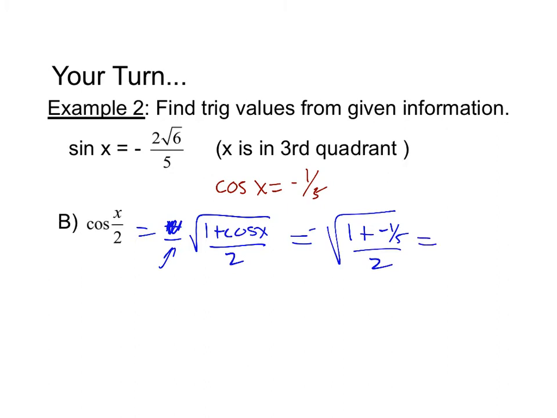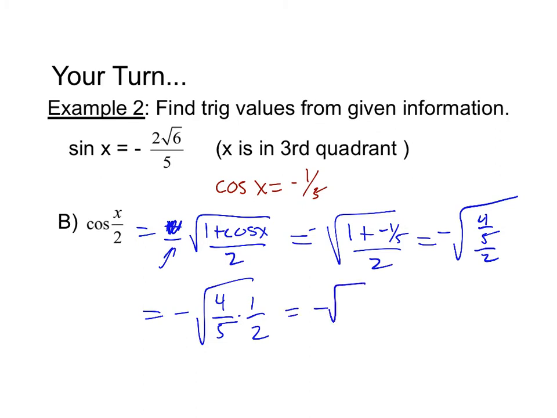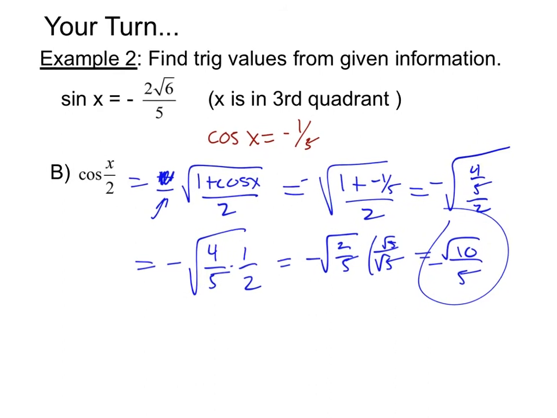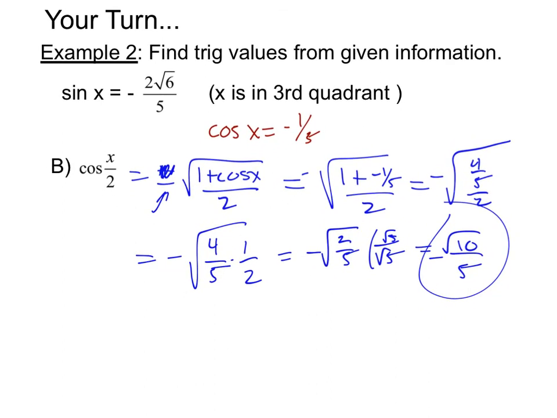Sorry, it's negative. This becomes 4/5 over 2, which becomes negative 4/5 times 1/2, which is going to give me negative square root of 2/5. Once you do a little bit of simplifying, square root of 5 over square root of 5, you get negative square root of 10 over 5. All right, so where do I end up? That's going to be negative square root of 10 over 5.